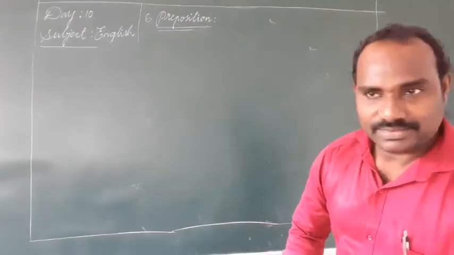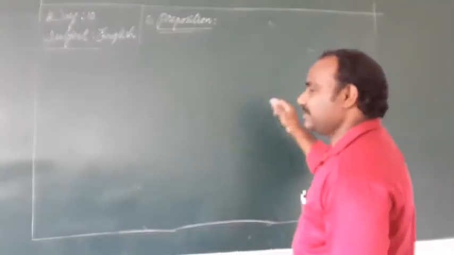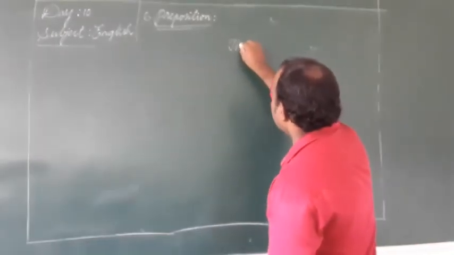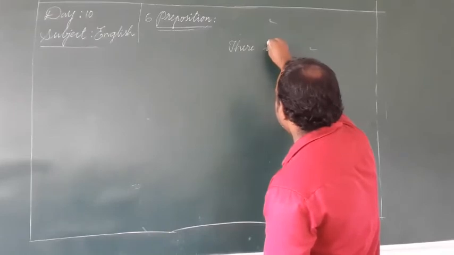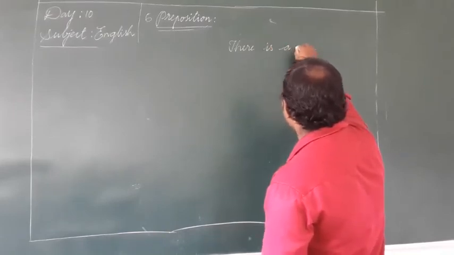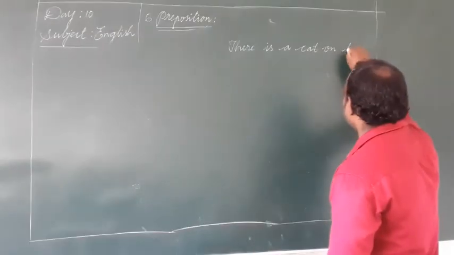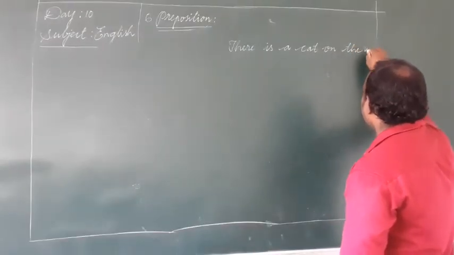And one more thing. Look at one more sentence. I've told you this sentence many times. There is a book, or there is a cat on the wall.